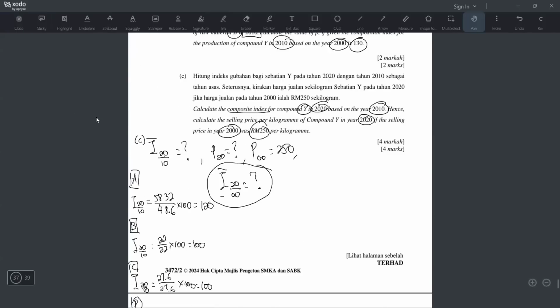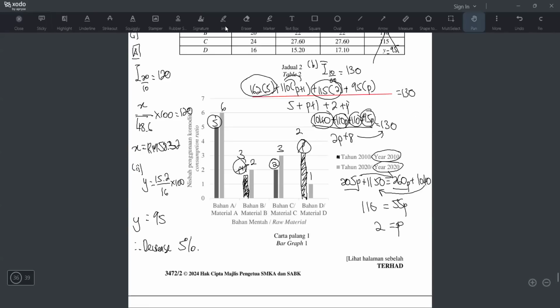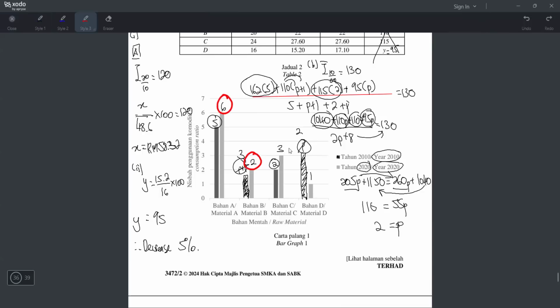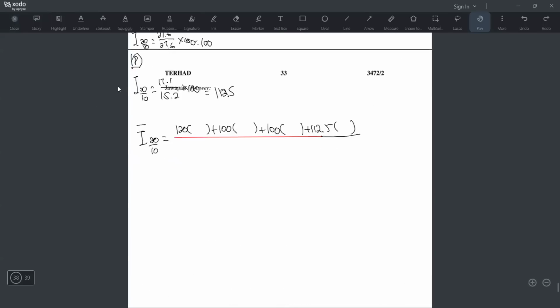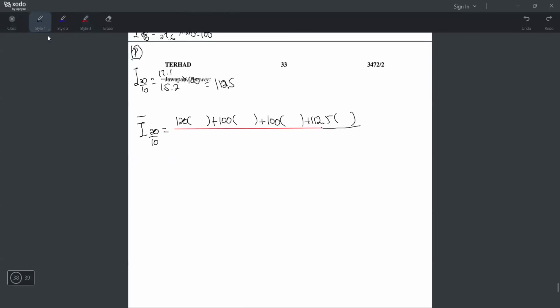So let's go to the bar chart and look for the weightage for 2020. So 2020 is the bright color one. So the bright color is what? 6231. So masukkan lah 6231. So this is 6231. 6 plus 2 plus 3 plus 1. So 6 plus 2, 8, 8 plus 3, 11 plus 1, 12.